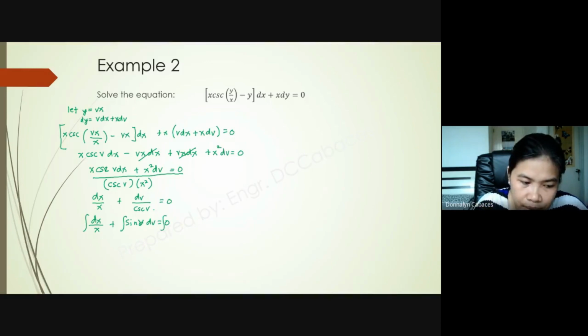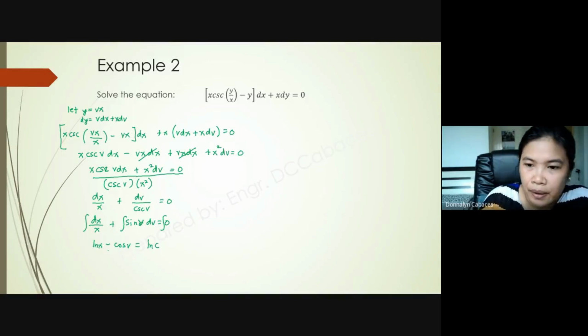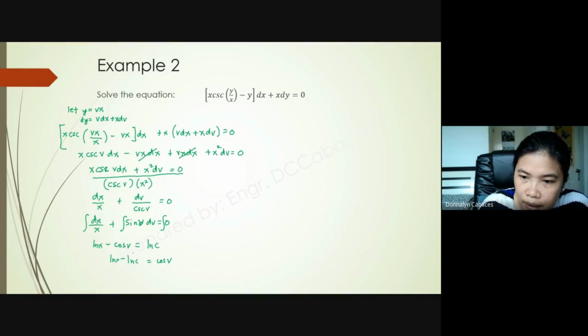Okay, so integrating, you have ln of x, integral of sine is negative cosine of v, is equal to integral of 0. Let us use ln of c since we have here ln of x. Okay? So we have ln of x minus ln of c is equal to cosine of v. And by property of ln, you have here ln of x over c is equal to cosine of v.